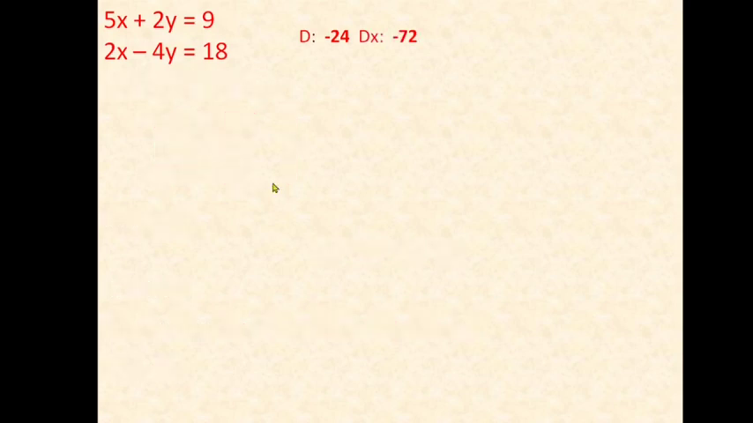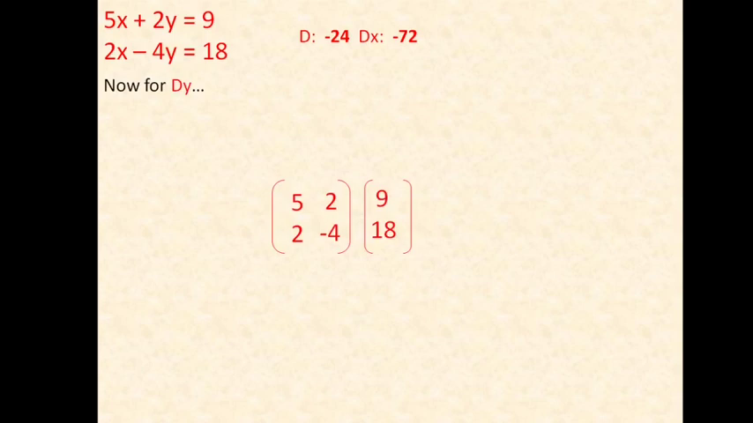Now we have two values, determinants, that is D, minus 24, and Dx, the determinant with respect to x, which is minus 72. In the same way, we're going to calculate Dy, the determinant with respect to y. In order to calculate the determinant with respect to y, the same procedure will be followed.